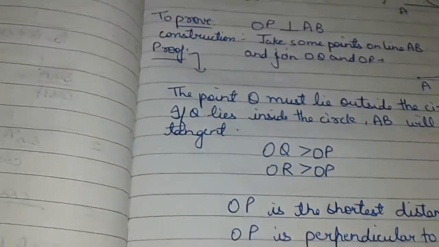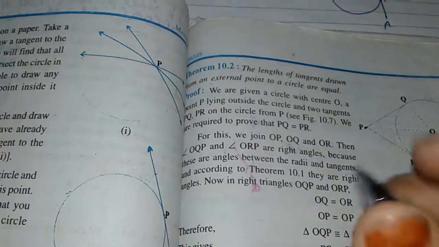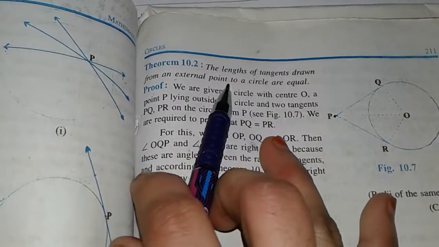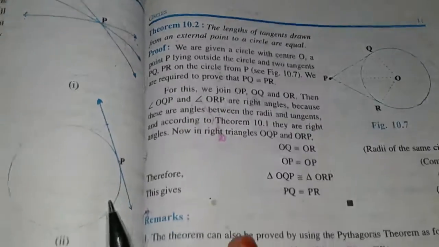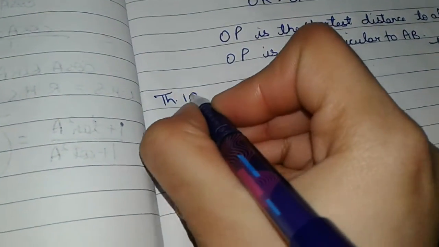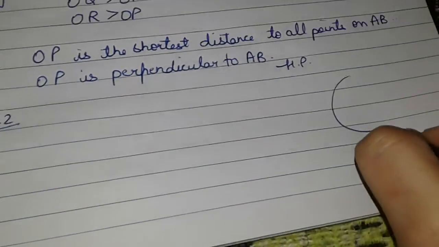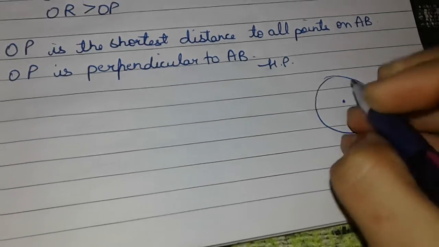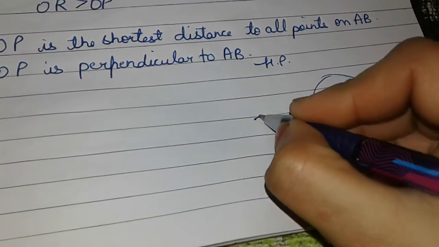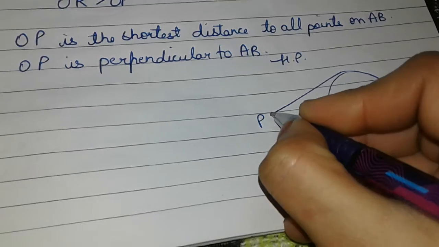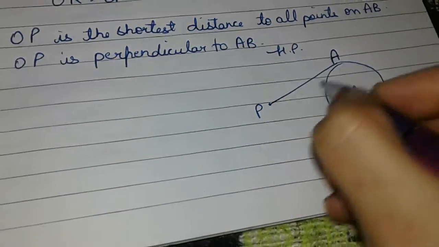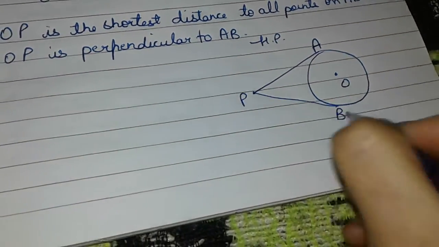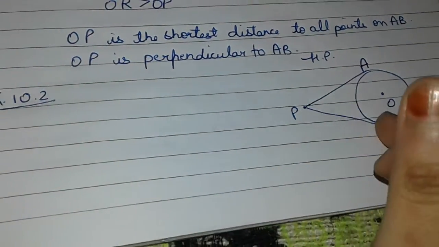Let's start the second theorem. The second theorem is: the lengths of tangents drawn from an external point to a circle are equal. Let's draw the circle. Theorem 10.2. A circle with center O and two tangents drawn from an external point. This is the external point P. This is the tangent PA and another tangent is PB. We have to prove that PA is equal to PB.